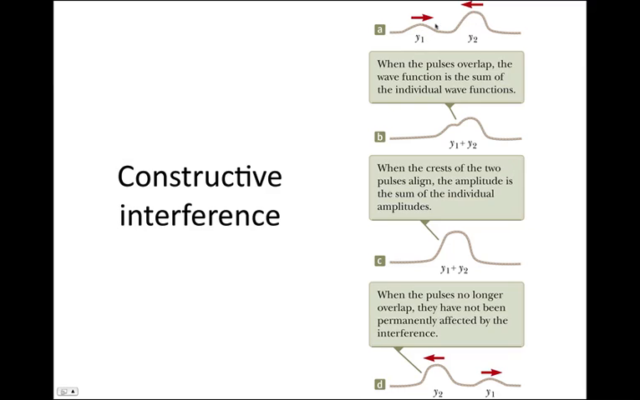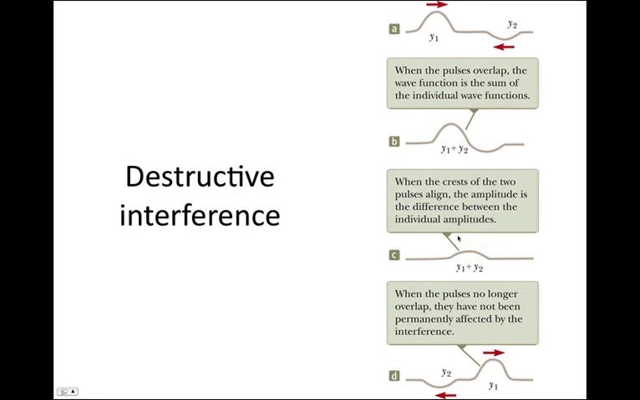When the pulses overlap and sum together to give us a positive amplitude, then we call that constructive interference. When the pulses are on opposite sides of the string, then instead of adding, they subtract from each other, and we end up with a smaller resultant pulse, and that is called destructive interference.